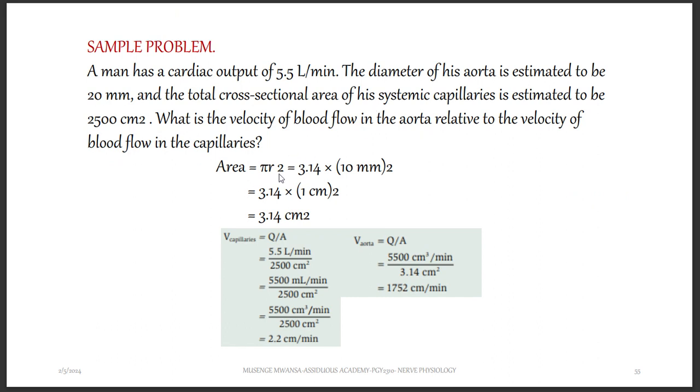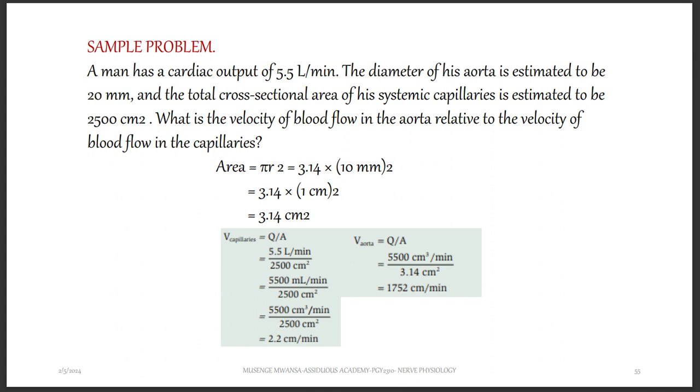Area is given by pi r squared because these are circular. Pi is about 3.14. How about the radius? If we check in this question, the aorta has a diameter of 20. 20 divided by 2 gives you the radius, which is 10. And then 10 squared, you multiply that by 3.14 to give you the area.